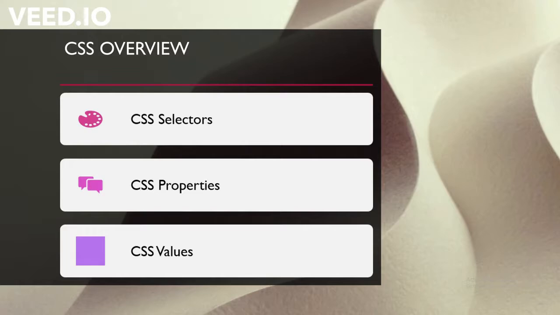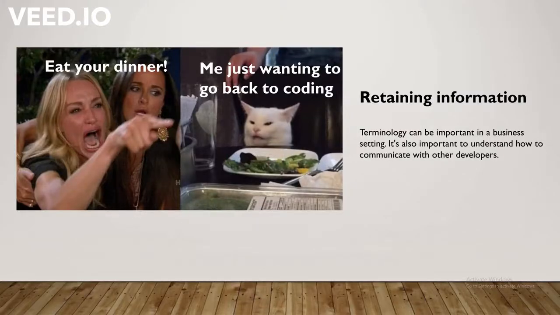Up next, I would like to talk real quick about retaining information. We're going to talk a lot about terminology, and it's important to be able to understand what a developer is trying to communicate with you and vice versa. So I created this little meme here, and this is probably what's going to be happening to you in the next few lessons. You're going to want to keep going back and learning more.